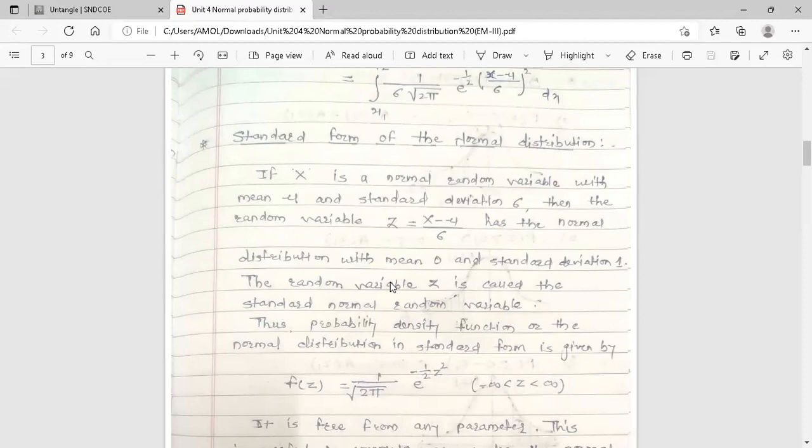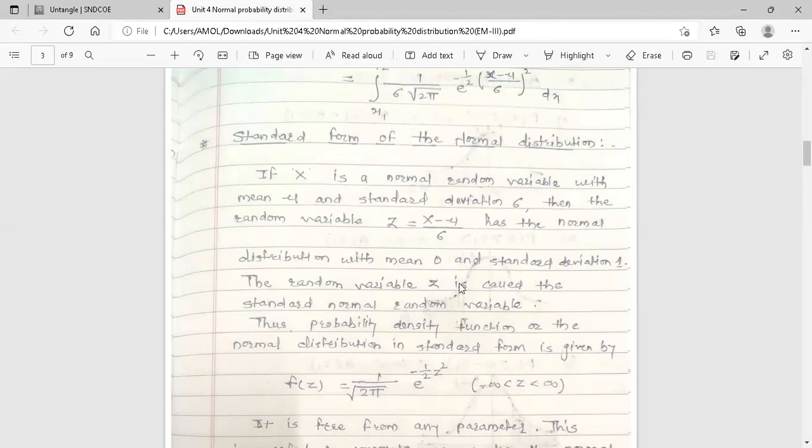We are introducing here the standard normal variable. If x is a normal random variable with mean mu and standard deviation sigma, then the new random variable z, which is equal to (x minus mu)/sigma, has the normal distribution with mean 0 and standard deviation 1.